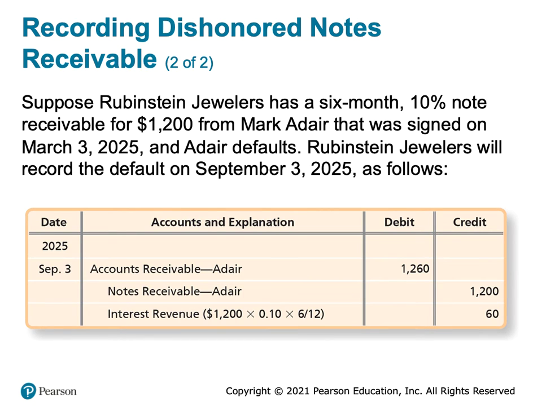So in this example, we have Rubenstein Jewelers has a 6-month 10% note receivable for $1,200 from Mark Adair that was signed on March 3rd, 2025, and Adair defaults. Rubenstein Jewelers will record the default on September 3rd as follows. So an increase to accounts receivable by debiting it, and then we're eliminating the notes receivable for the principal amount, the $1,200, with a credit to notes receivable, and we're also showing the interest revenue, increasing the revenue account by crediting it for the interest that was earned on this account.